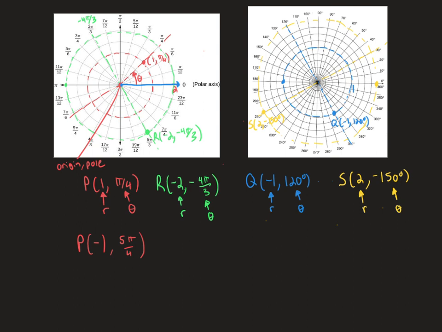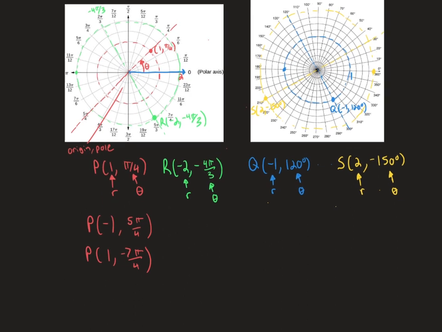I knew when I drew this line it was kind of screwy. Here's that pi over 4 line. Negative 1, 5 pi over 4 gets you to the exact same spot. Or we could have used a negative angle, negative 7 pi over 4. So P can also be described as positive 1 and then negative 7 pi over 4.